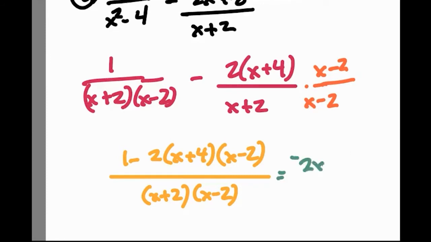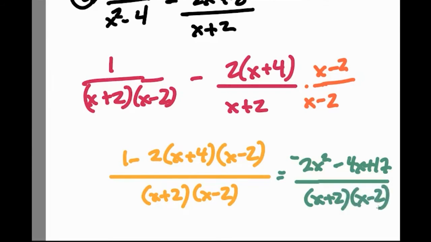You'd end up with 2x squared minus 4x plus 17 all over, I mean, you could keep this the same in the bottom. Or if you wanted, you could have written x squared minus 4 as well. It doesn't matter. It's the same thing. But that ends up being the final answer for it.